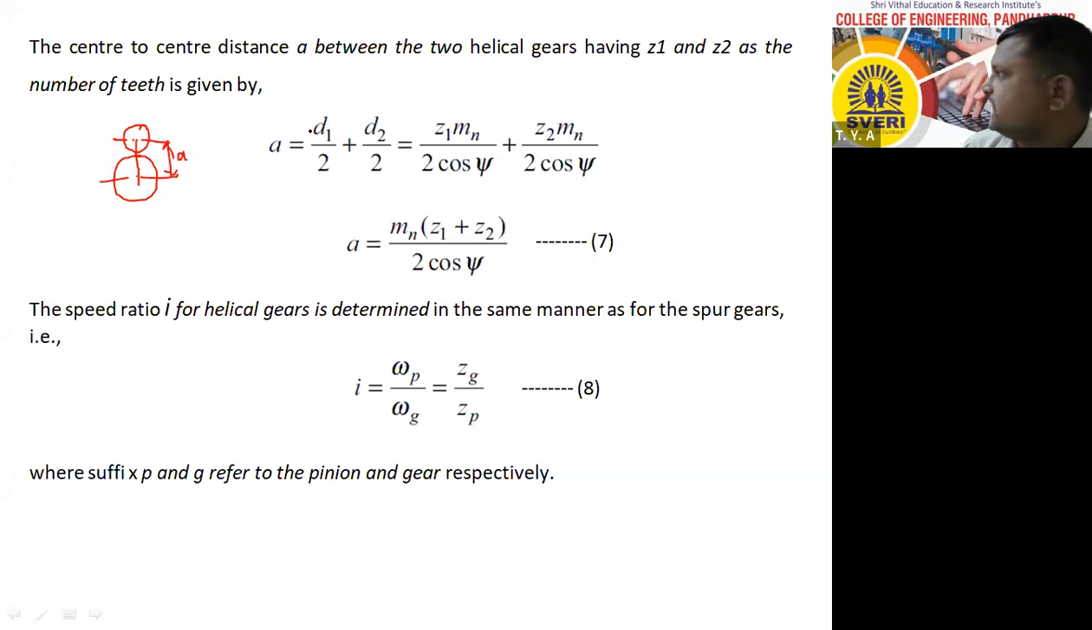Next you write down speed ratio. Speed ratio for helical gear I is given by I is equal to omega P divided by omega G, which is equal to ZG upon ZP. Equation 8. Where suffix P and G refer to the pinion and gear respectively.